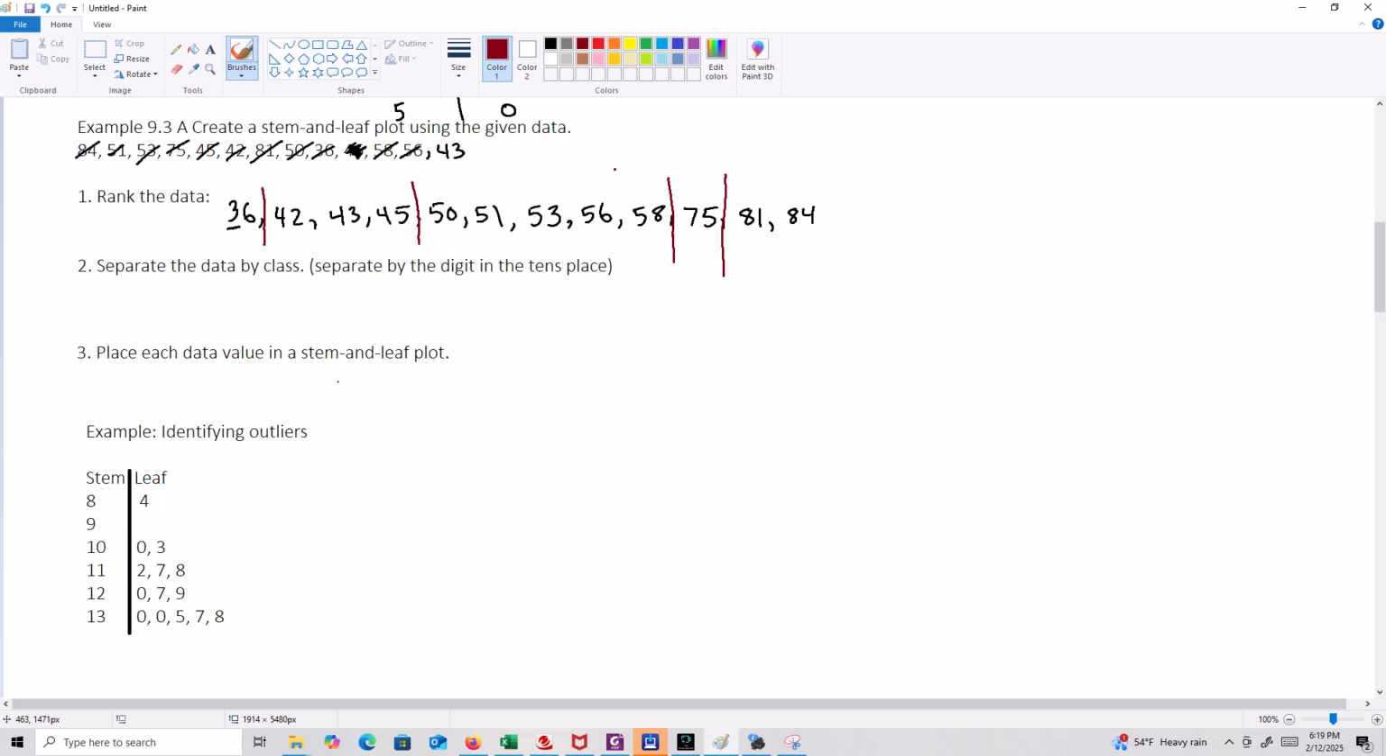Then place each data value in a stem and leaf plot. So stem, leaf. Once again, I don't need to fill in a 2 or 1 for those stems, because I don't have anything smaller than 36. So I'll start out with my stem of 3, and my leaf will be 6. Then stem 4, and the leaves there are 2, 3, and 5.